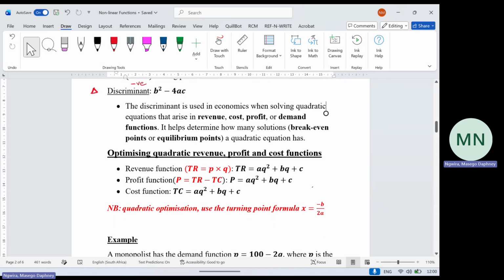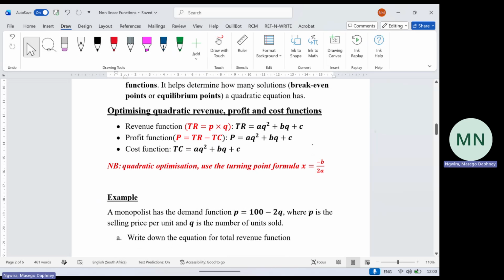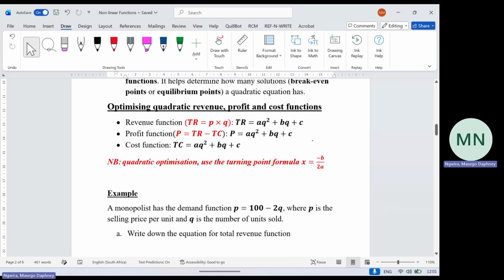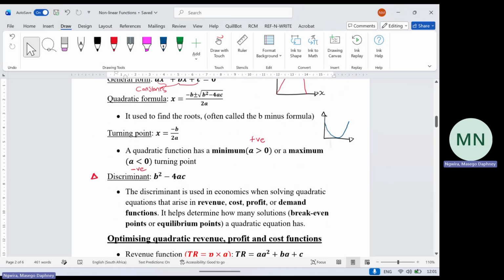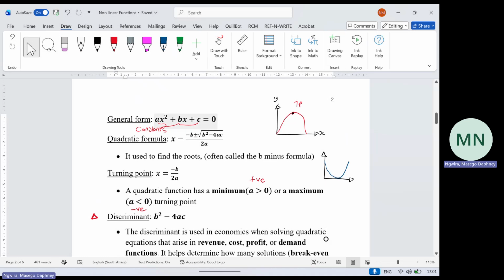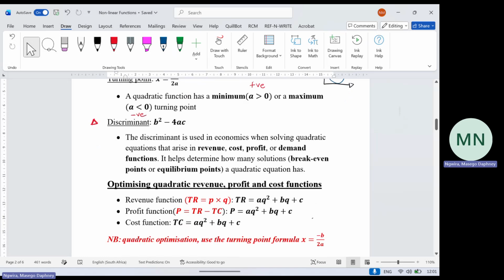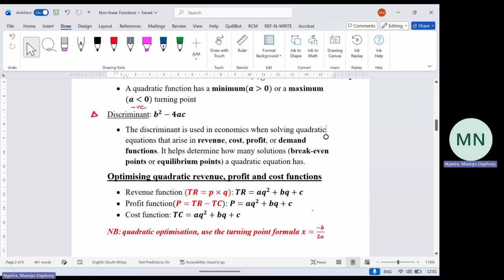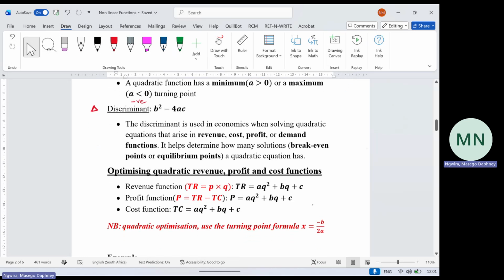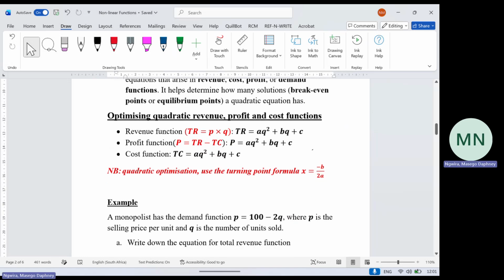What do I mean by that? Now let's see what we are talking about. Remember here, we are maximizing profit and minimizing cost, right? So we are optimizing quadratic revenue, profit, and cost functions. We are just using these basics to understand our revenue, profit, and cost functions because they're going to change into quadratics.